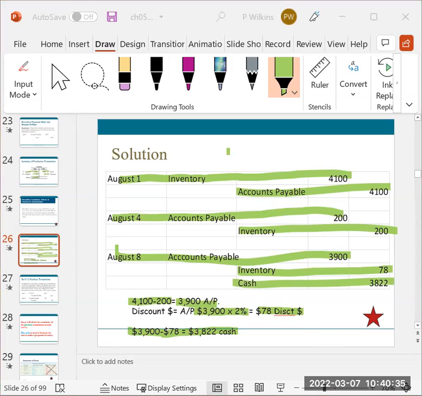So that's just one more example to show you how you figure those out.